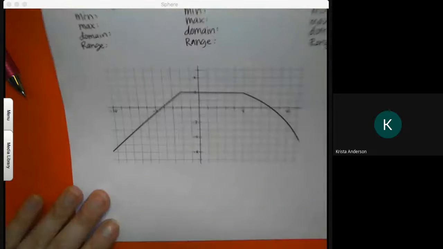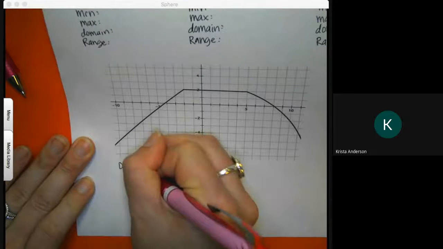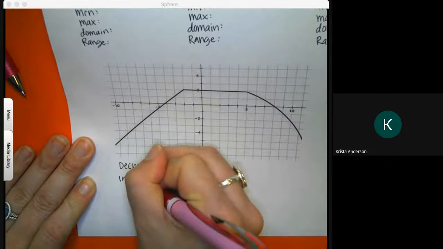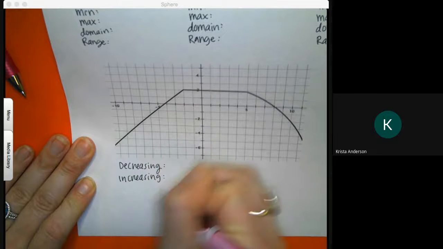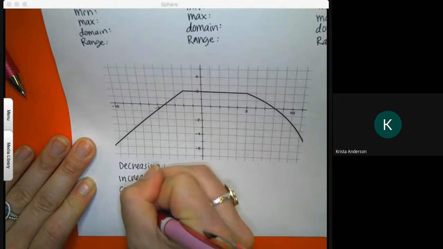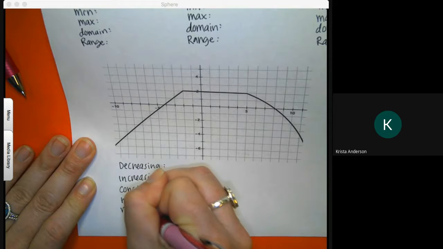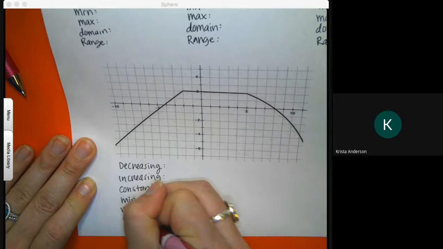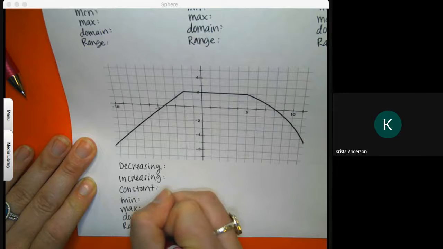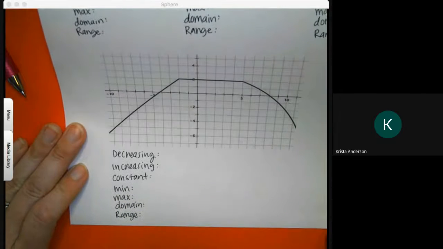Okay, and on the bottom one, I'm going to write these ones in too. Decreasing, increasing. I'm going to add in constant. Min, max, domain, and range. Once we fill all of these in, we will be done.